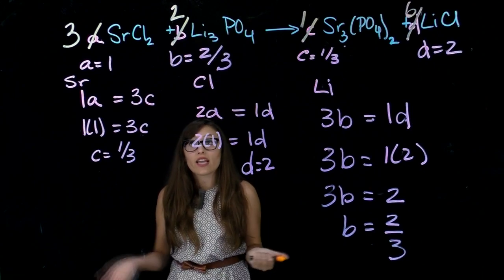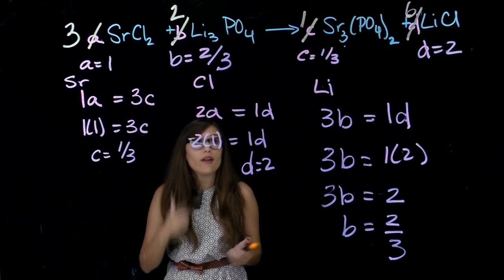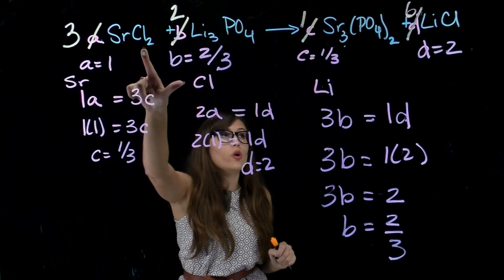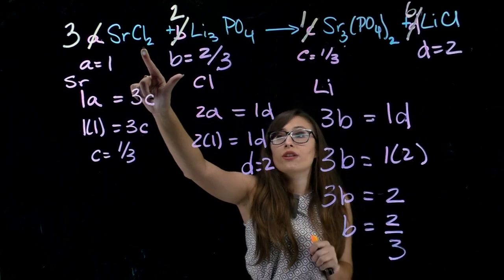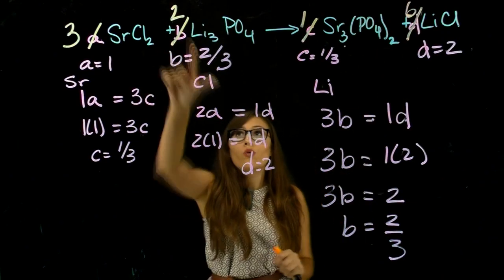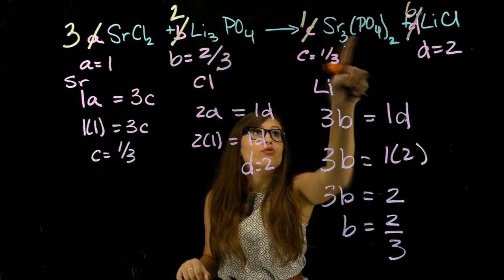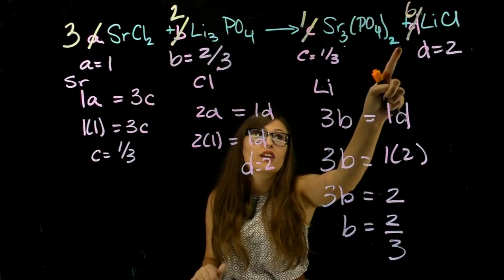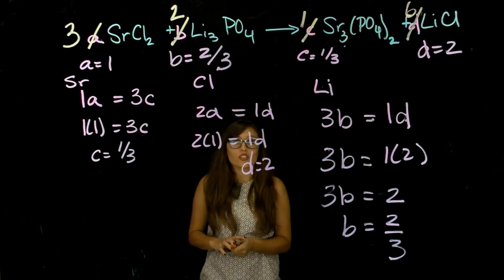And then you can go ahead and check it. We have 3 strontiums on my left, 3 on my right. We have 6 chlorines on my left, 6 chlorines on my right. We have 6 lithiums, 6 lithiums. We have 2 phosphorus, 2 phosphorus. We have 2 times 4 is 6 oxygens, 2 times 4 is 6 oxygens on your right.